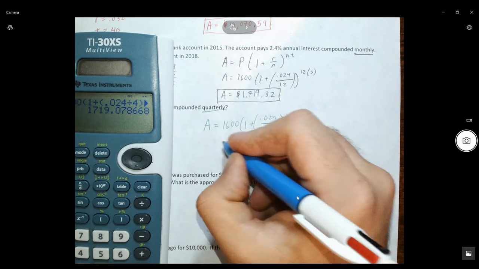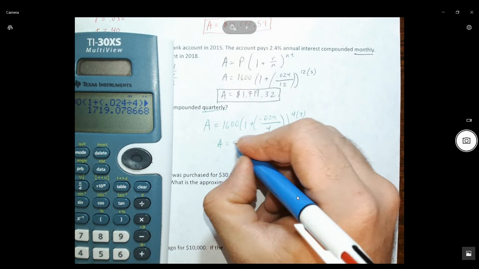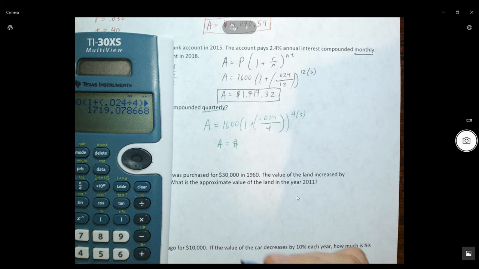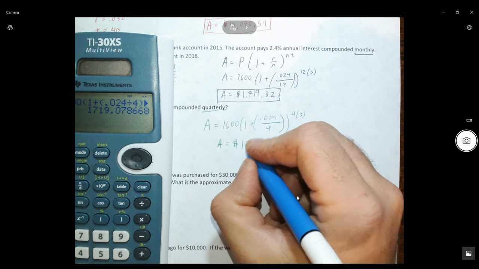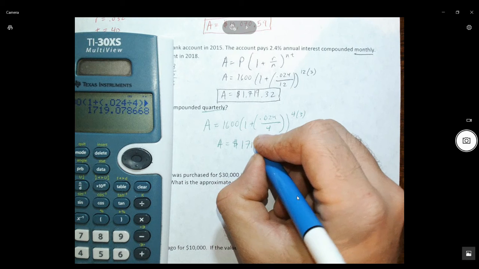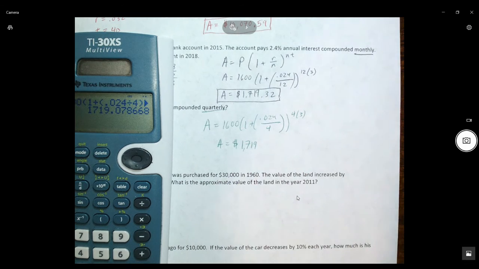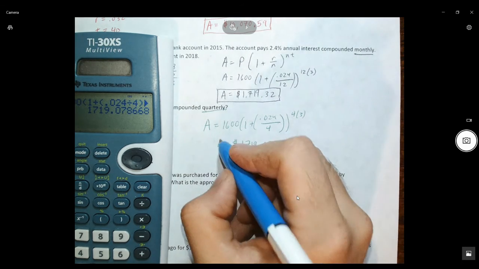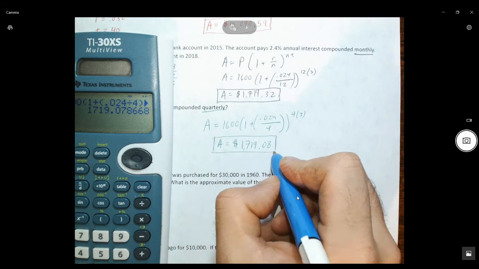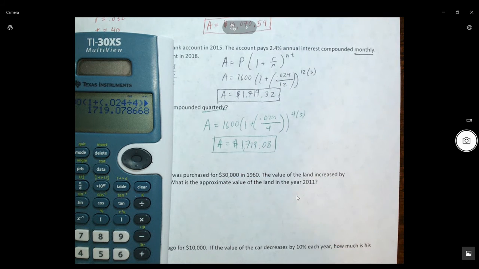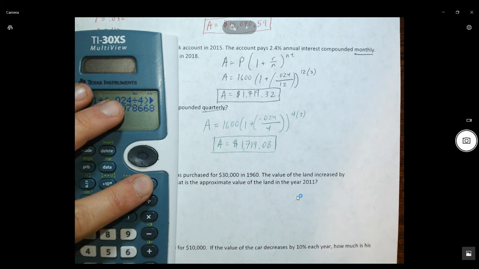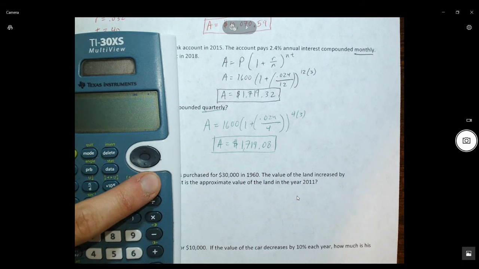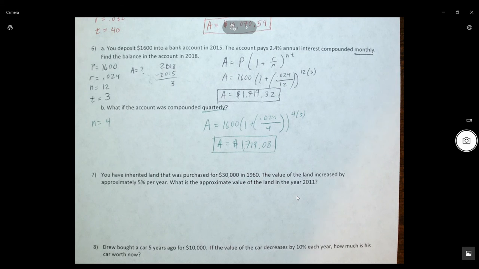Alright, in this case, with just a little change here, she's going to have slightly less money, not by much. Still going to have that $1,719, but now she's only going to have 8 cents, rounded up. So slight difference. 3 years is not that much time, so that kind of makes sense. The difference between monthly and quarterly isn't huge, but there will be a slight difference here.